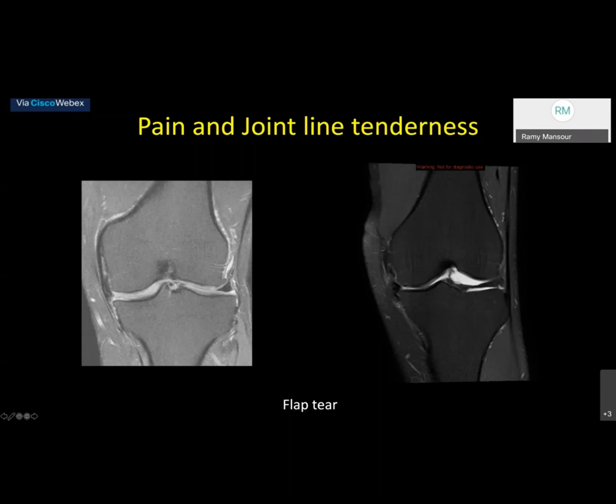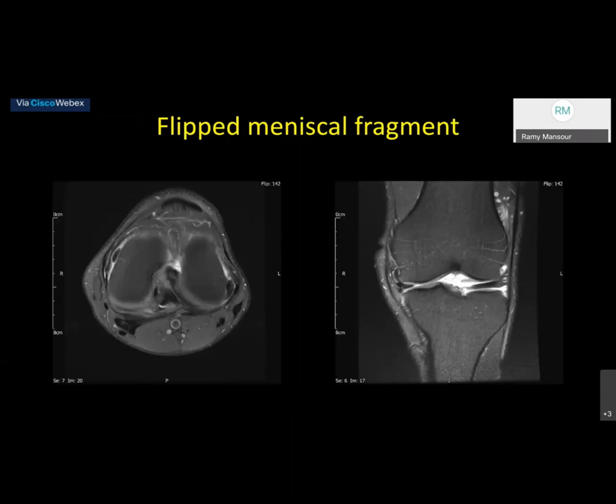inferior. Sometimes the fragment is completely displaced, not attached to the tendon or attached with a very small attachment like this patient. You can see the tear is here and the flipped fragment is seen in the medial gutter. And on the axial images, you can see the structure, which could represent a completely displaced meniscal fragment.